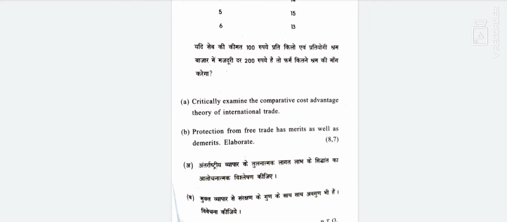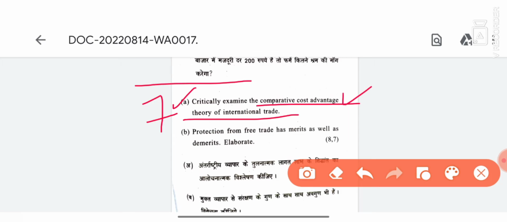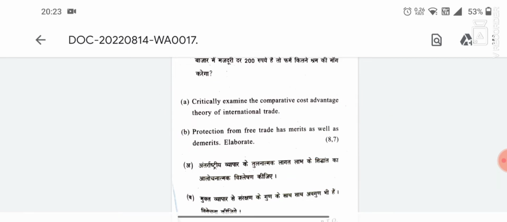So that was question number 6, and this is question number 7 here. Its A part says: critically examine the comparative cost advantage theory of international trade. This is again from chapter 9, international trade. Protection from free trade has merits as well as demerits. So you need to discuss the merits and demerits of free trade in this question.